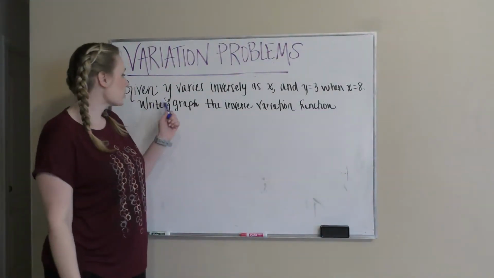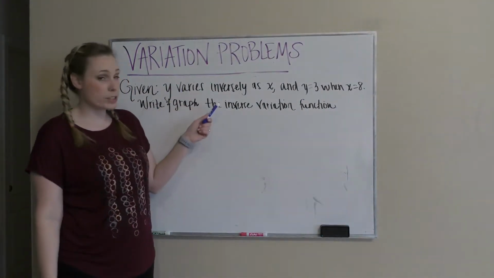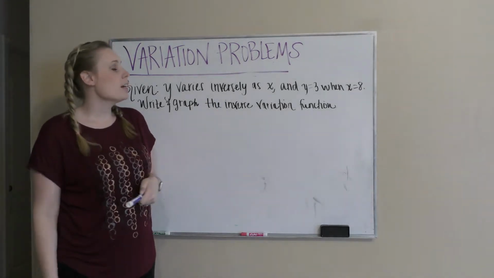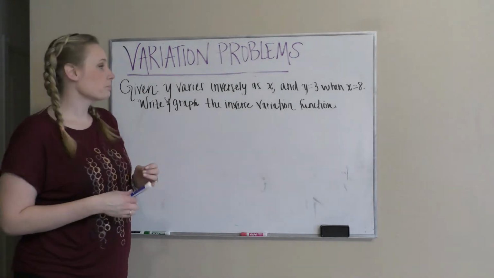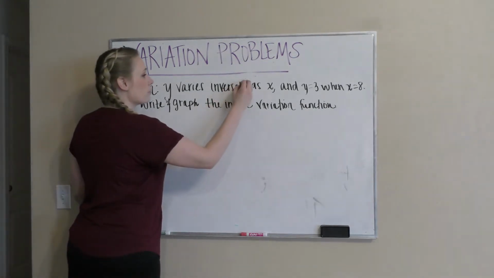In this question, it's saying y varies inversely as x. And y equals 3 when x equals 8. Write and graph the variation function. So this one's different because it says inversely.